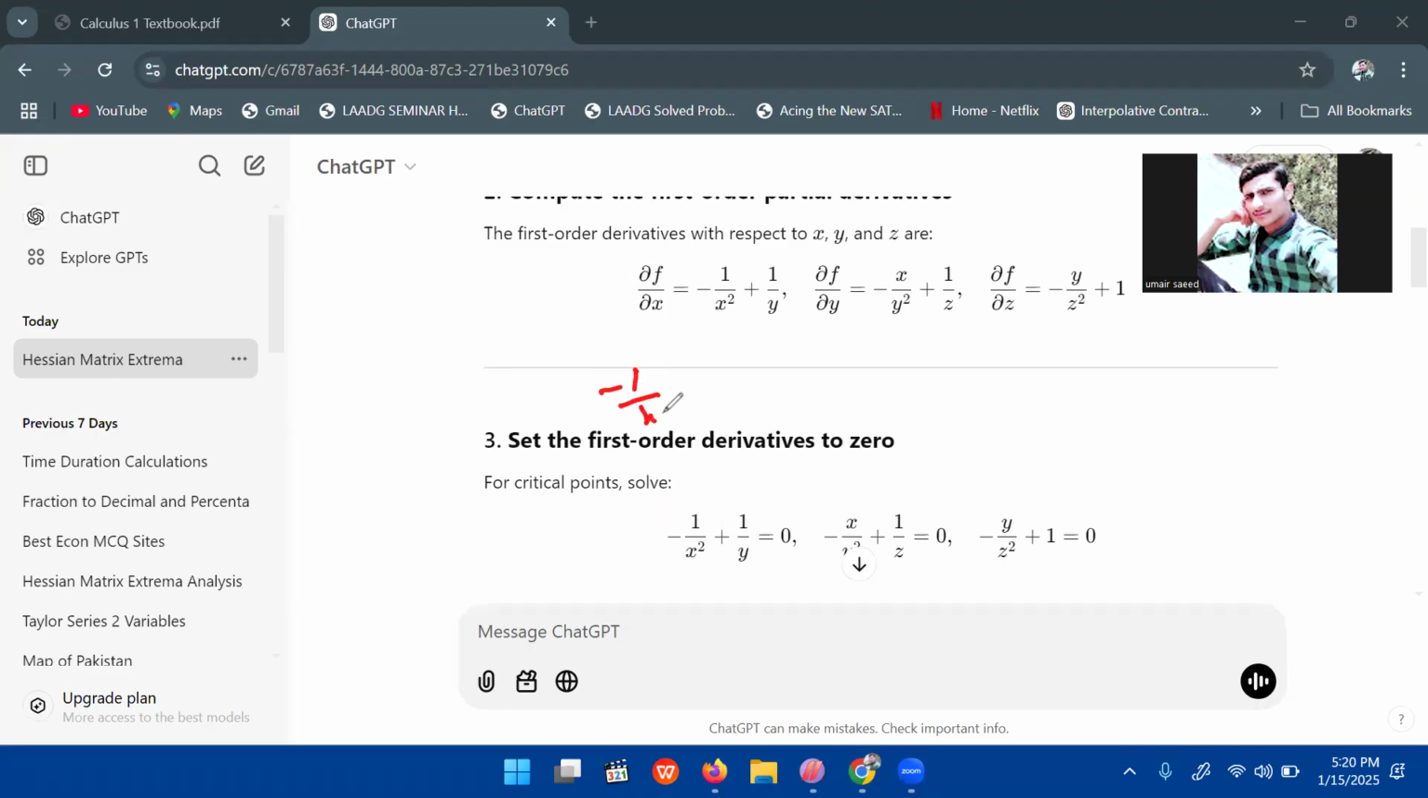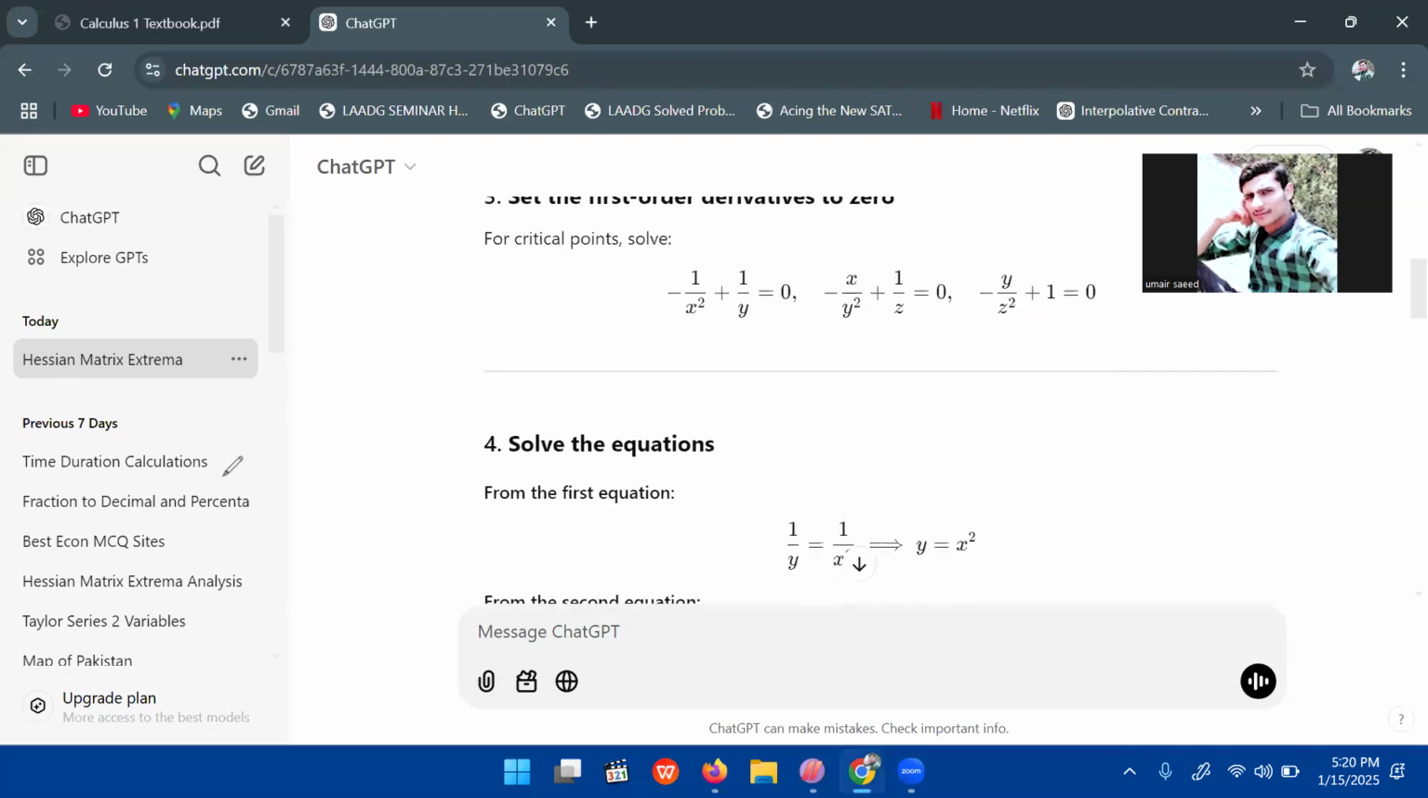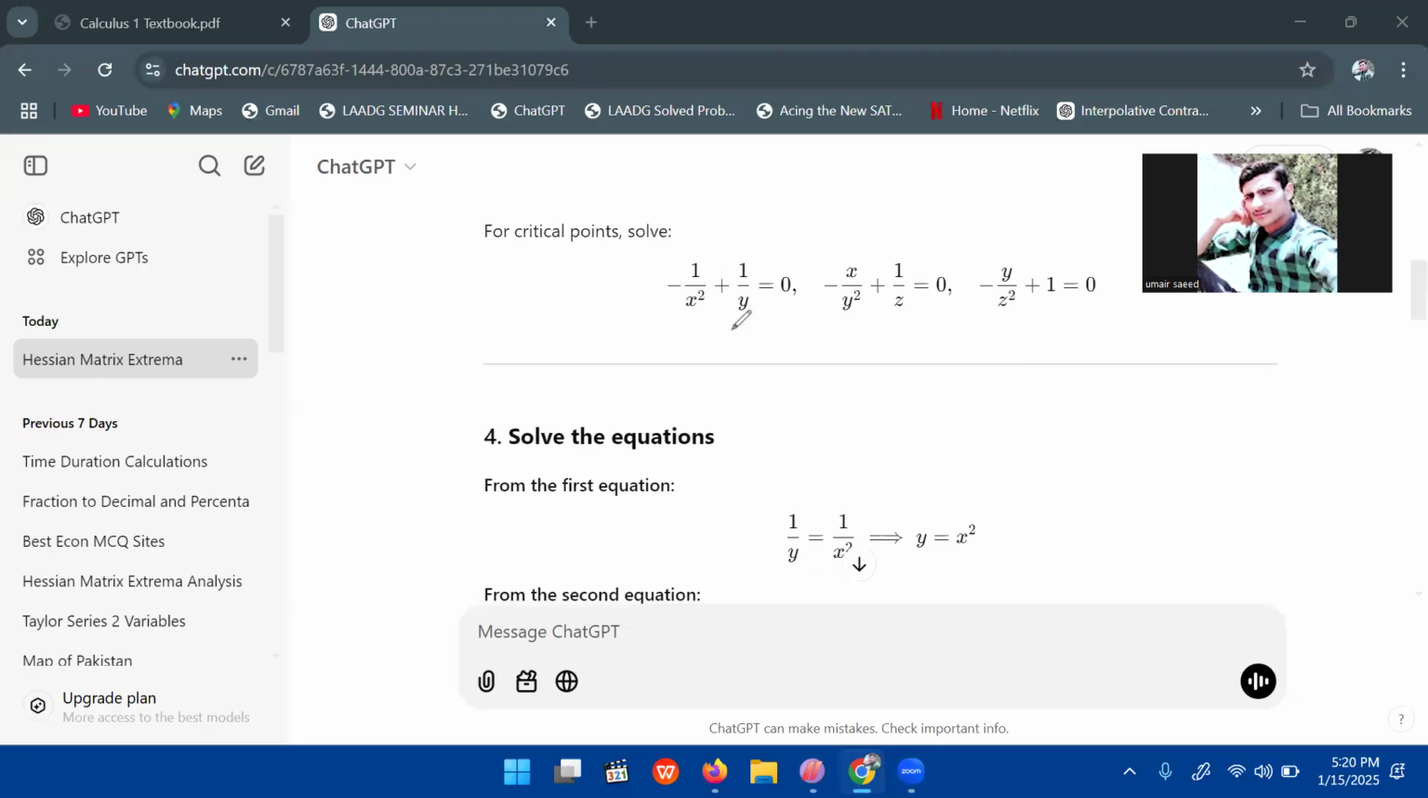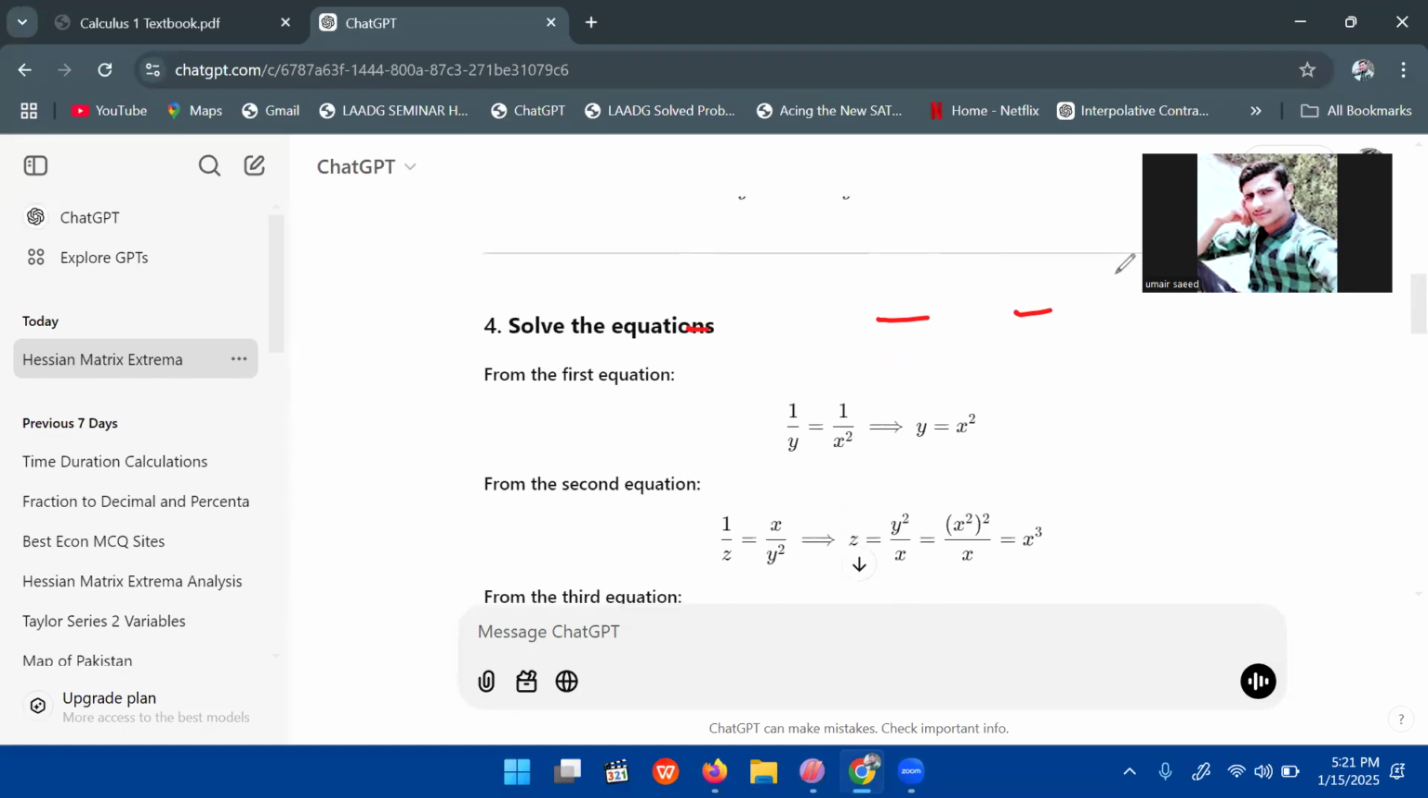It gives minus 1 over x squared plus 1 over y equal to 0; this is our first equation. In a similar way, the second gives minus x over y squared plus 1 over z equal to 0. And similarly, we get minus y over z squared plus 1 equal to 0. We got three equations, as you are looking on your screen: this is your first equation, this is your second equation, this is your third equation. We solve these three equations and find the values of x, y, and z.